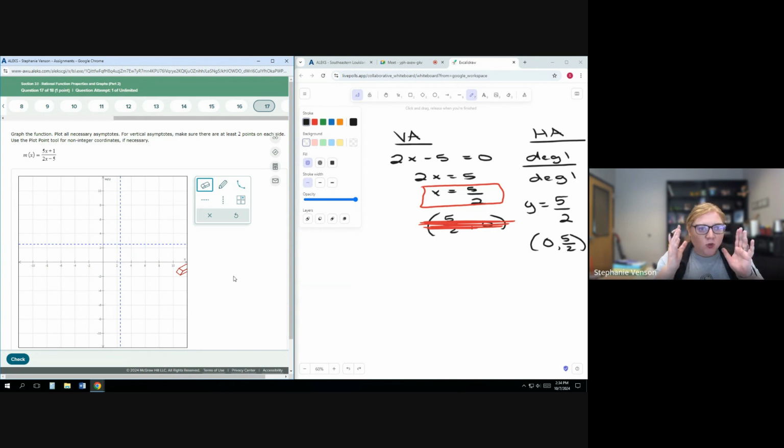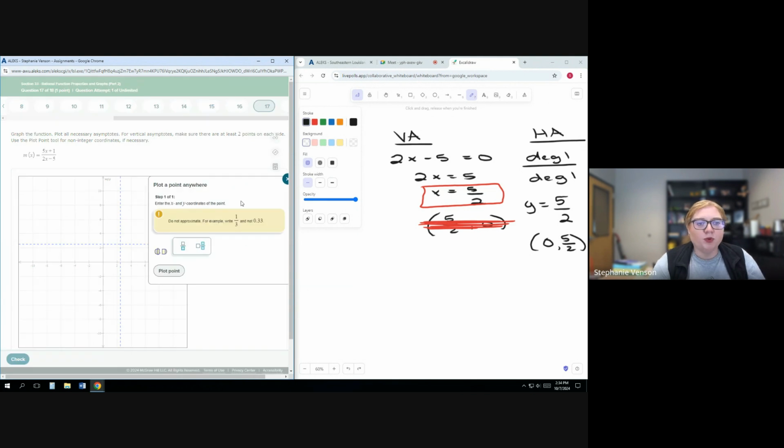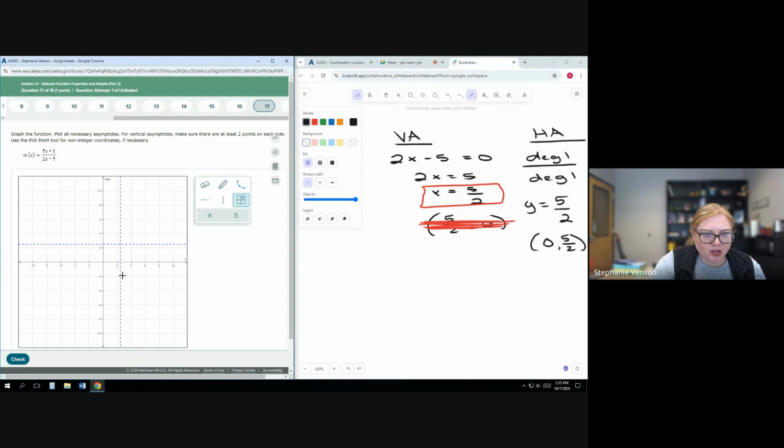So once you have your horizontal asymptote and vertical asymptote plotted on your graph, no points on them right now, we're ready to move on to the next part, which is just to plot some points. We're going to use our plot a point tool, and we are specifically told to plot 2 points on either side of the vertical asymptote. So here's our vertical asymptote. We need 2 points to the left of the vertical asymptote and 2 points to the right of it. In order to do that, we're going to quickly make a little XY chart.